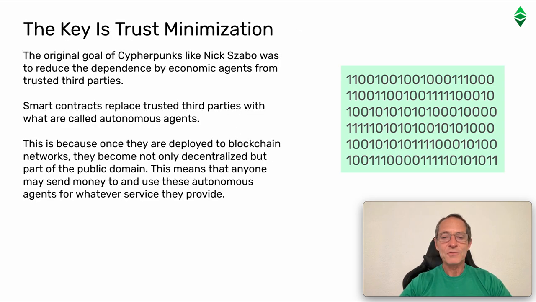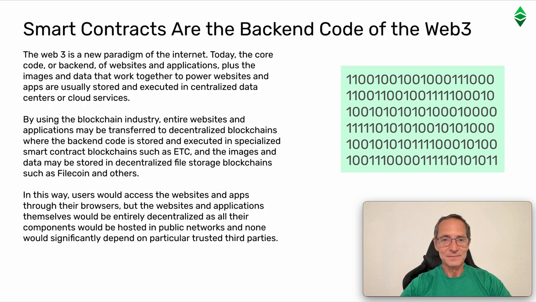The key is trust minimization. The original goal of cypherpunks like Nick Szabo was to reduce the dependence by economic agents from trusted third parties. Smart contracts replace trusted third parties with what are called autonomous agents. This is because once they are deployed to blockchain networks, they become not only decentralized, but part of the public domain. This means that anyone may send money to and use these autonomous agents for whatever service they provide.